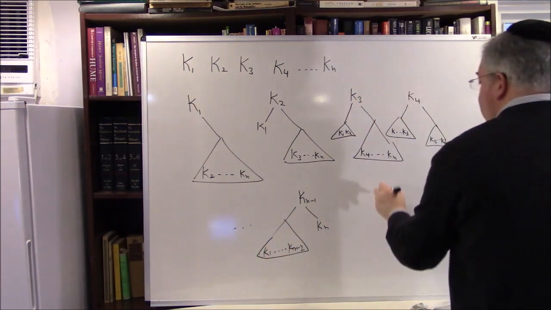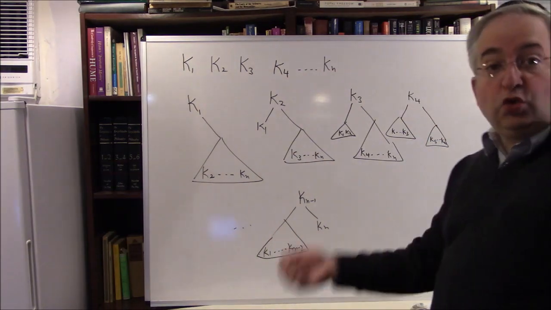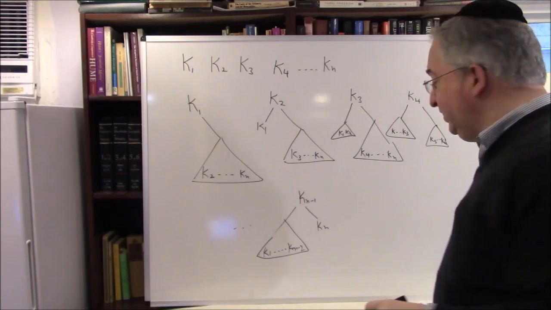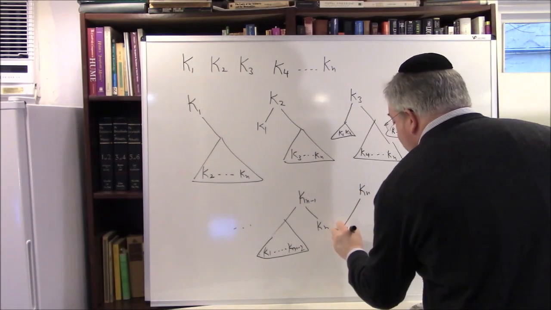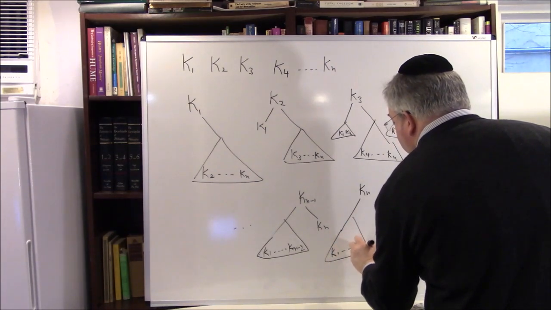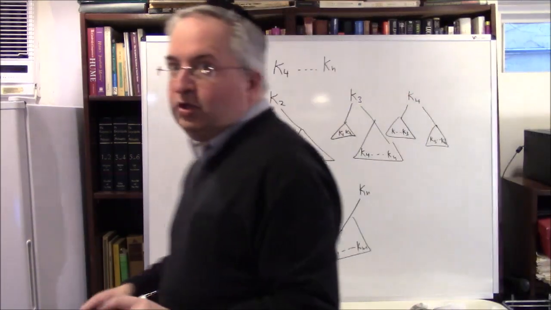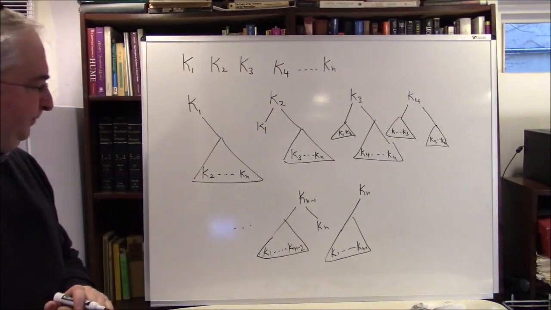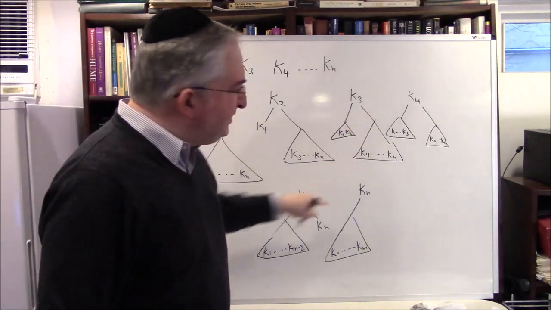And finally, the last possibility, and by the way, how do you organize this? We're going to store that information beforehand and see how we're going to organize it. And Kn over here, and then over here you're going to have a giant tree with K1 through Kn minus 1. Okay, so here's what you're possibly going to look at, and you're going to have to try all these possibilities.